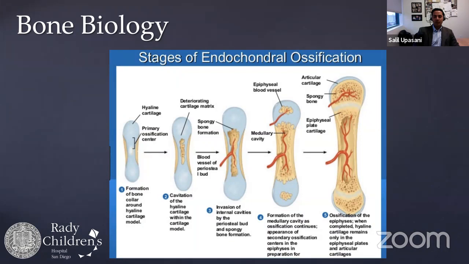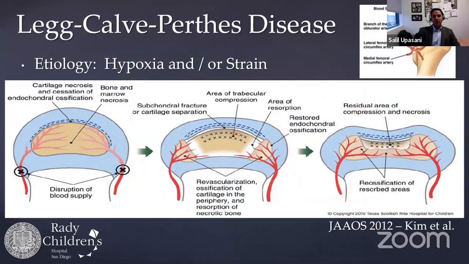I think this figure presents that process very nicely. We start with a structure of hyaline cartilage, where the cartilage starts to deteriorate and a blood vessel penetrates into that region. That's what allows the cartilage chondrocytes to turn into osteocytes and form bone, especially as can be seen in that secondary ossification center. So with Perthes, it's kind of a reversal of that process.